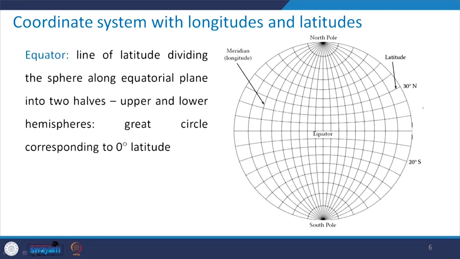Coming to the next term, with reference to Earth, you all know about the equator. It is the line of latitude which divides the sphere into an equatorial plane having two halves. That means this is an equatorial plane which divides the sphere into two halves. One is the upper hemisphere, another one is the lower hemisphere. So, the great circle corresponding to this 0° latitude is going to represent the equator. Keep that in mind. Why is this a great circle? Because it is an intersection of a plane with the reference sphere, both having the same center.